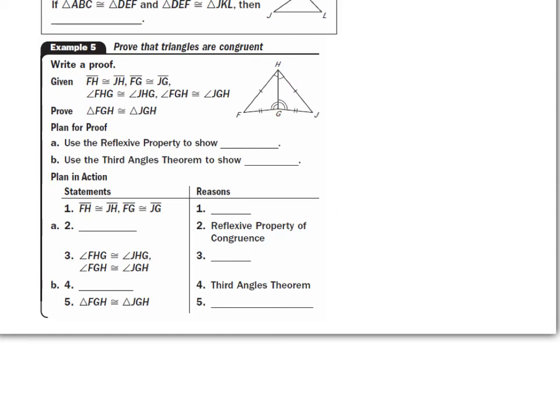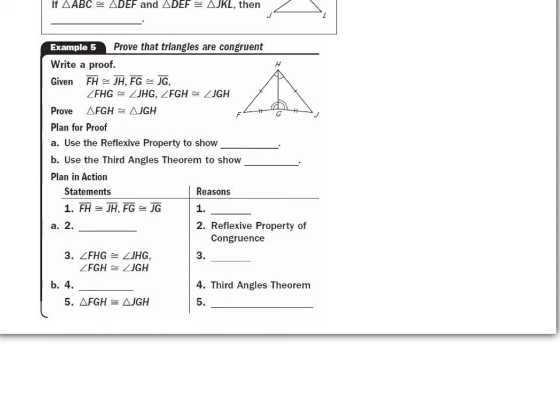So remember, the very first thing that you do is, A, you're going to read it. Second, you're always going to mark the picture if it is not marked, because visually it's easier to see than if it's just in words and letters. All right, so the plan for the proof is to use the reflexive property, in which something is congruent to itself. In triangles, when you have two triangles that are touching like this, what you have is a side that overlaps. In this triangle, this is side GH. In this triangle, this is side GH.